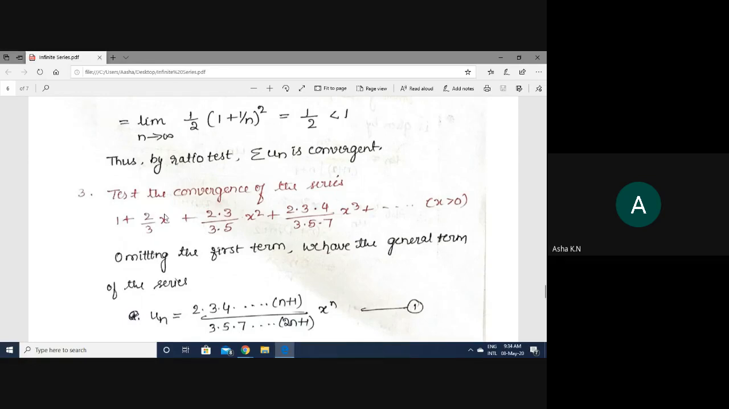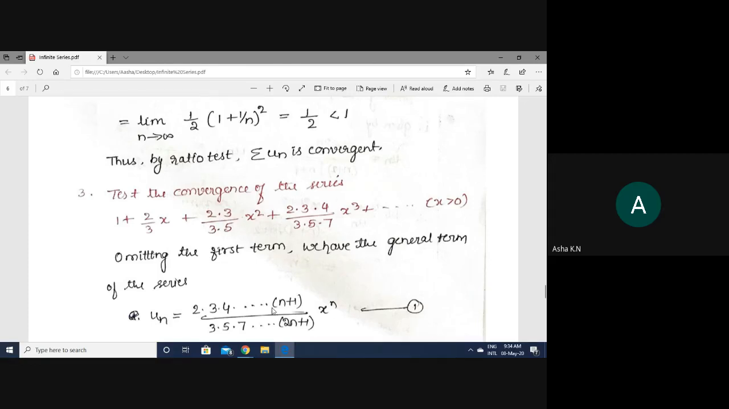Then this x term: x power 1, x square, x cube, etc. Nth term is x power n. This is our un. Don't write only n plus 1 by 2n plus 1 into x power n. You should write the complete thing, because every term, that 2, 3, 4, etc., will be there in every term. Fine. This is our un now.